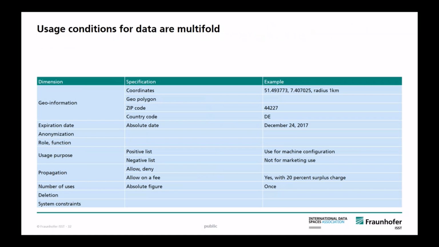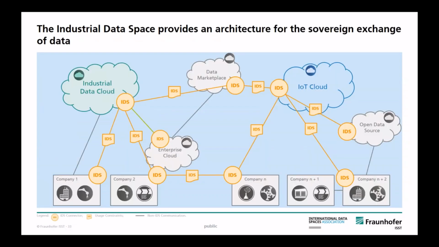We need to identify them. We need to come up with a catalog of rules which allows data owners to configure their usage conditions to their data according to their own requirements. So we need to, as I said, come up with system support to do that in a user-friendly fashion. And also we need to standardize these rules so that they are unambiguously understood across company boundaries within ecosystems.